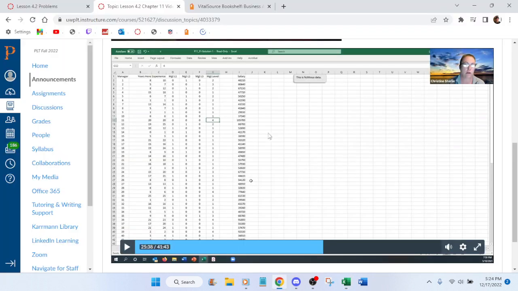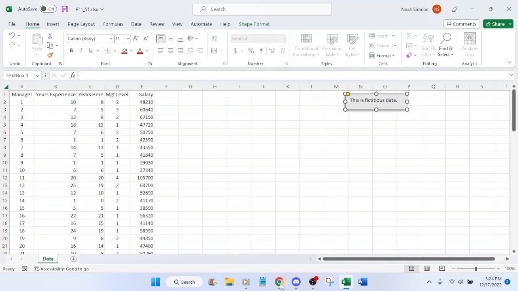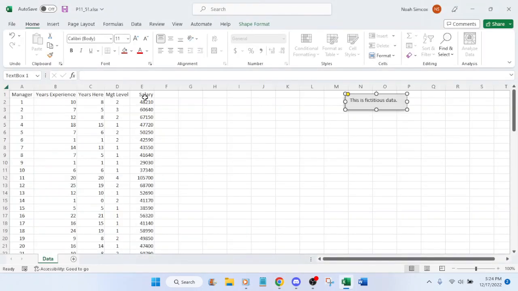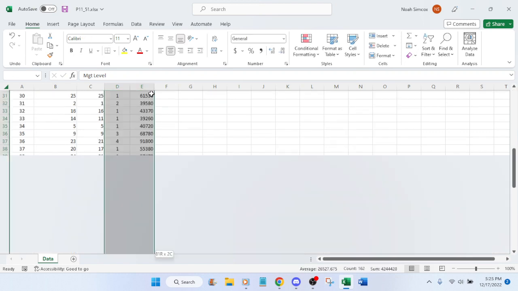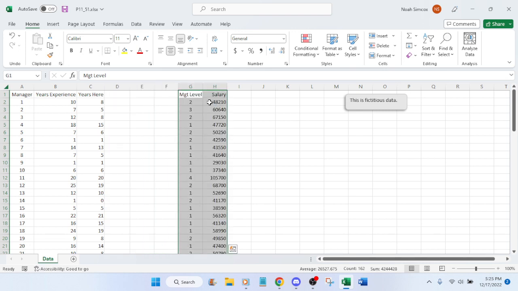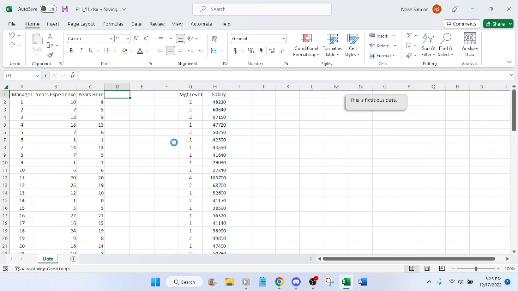And did she move salary? No, she put salary over here. Well, salary is the y variable anyways, right? So we don't even need to move it. Okay. So we need to move these 2 over 3. And then we need to do things.